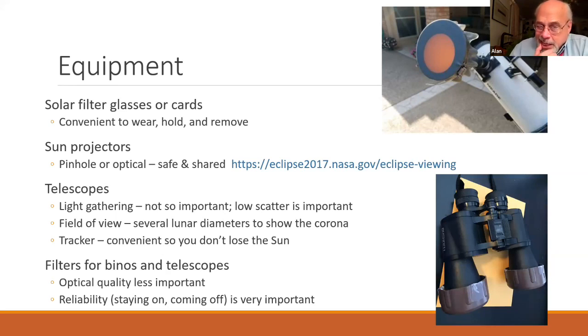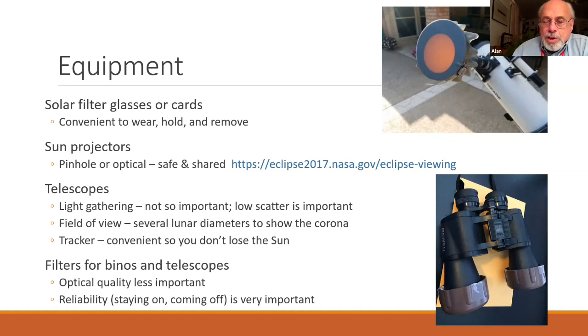In 2017, I did the polar alignment the night before and left things set up so that I had pretty good confidence that if I was pointing at the sun at the beginning of the partial phase, I'd still be pointing pretty close to the sun when we got to totality, and that worked out nicely. So one less thing to fumble with if you have a telescope. You'll need probably a filter for either binoculars or for your telescope. I would say that optical quality is not as important. You're not there looking for sunspots.